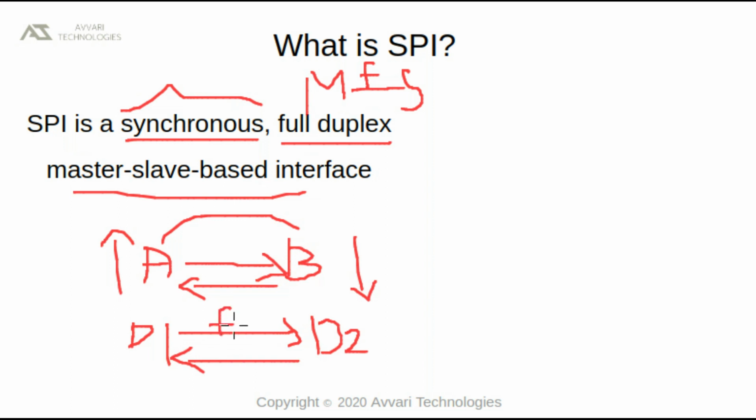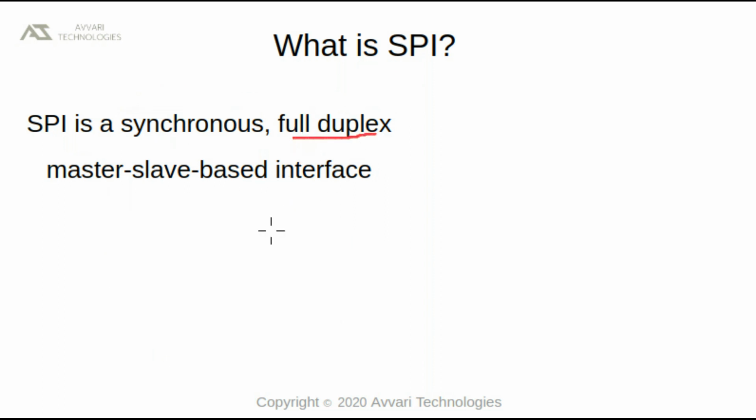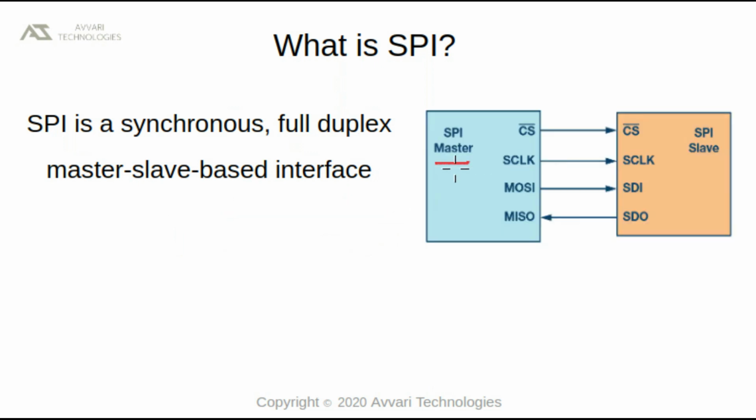Full duplex means we have one master and one slave. The master can send data to the slave and the slave can send data to the master simultaneously. Two-way communication can happen at the same time. Here we have an SPI enabled master and an SPI enabled slave.